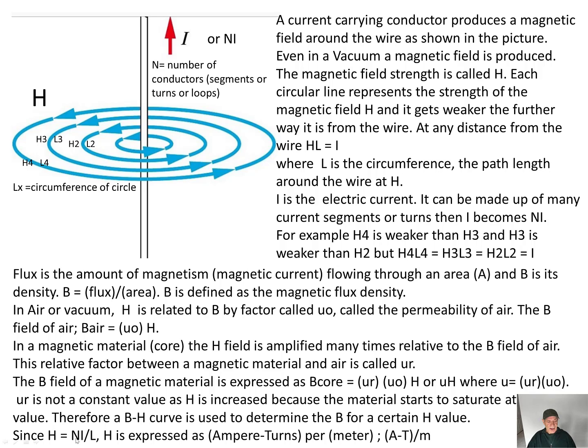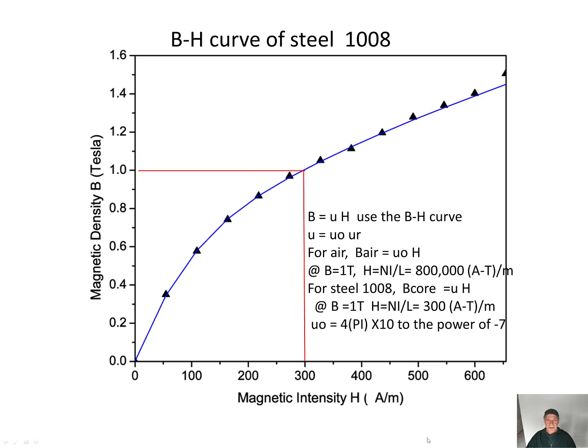Since H equals NI over L, H is expressed as ampere turns per meter, or AT over meters. Here's an example of a BH curve. This is the type of core we're going to use, steel 1008. You can see at magnetic density B of 1 Tesla, you go across, you come down, and it gives you about 300 amperes per meter. So B equals mu H, use the BH curve.